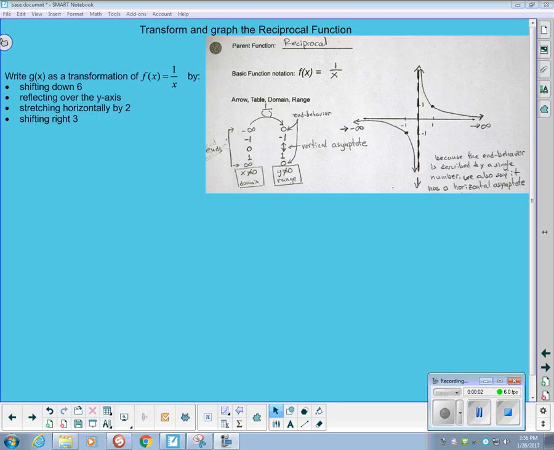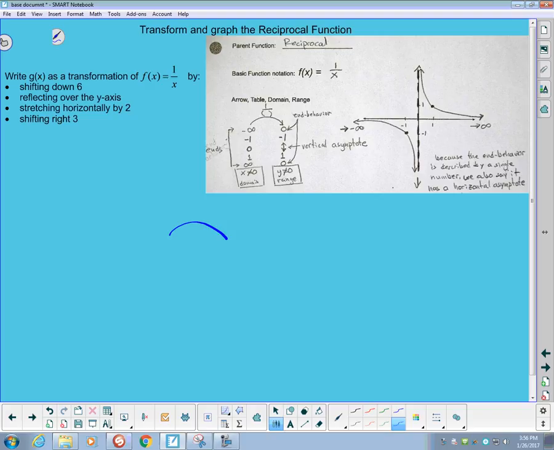Okay, in this video we are going to take a look at transforming our new parent function, the reciprocal function. So we'll have a little bit of reminder of how our transformations go. I have put a copy of our parent function information for the reciprocal function there for us to reference in case you don't have yours with you. All right, so as we always do when we're starting with the transformation, we create an arrow for the parent function. In this case, it is the reciprocal function. The arrow looks like that.